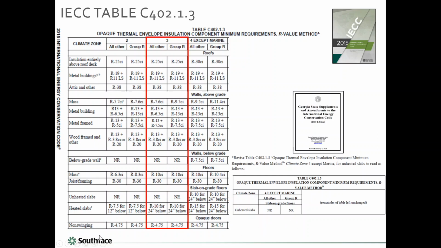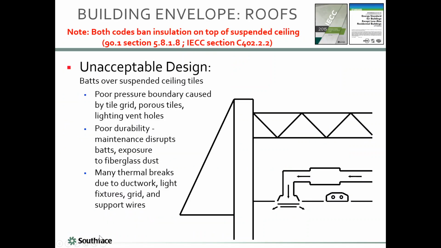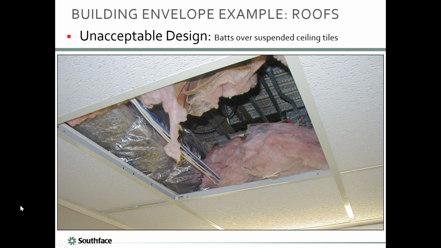So let's kind of go into roofs. Where are you not allowed to put insulation on the roof, Joe? Yeah, drop ceiling tile. This has been banned in ASHRAE for 20 years and in the other code for at least 15. And everybody, this is just something that doesn't work. Most of us have seen this. We've got a lot of existing buildings that need to get fixed because this just does not work.